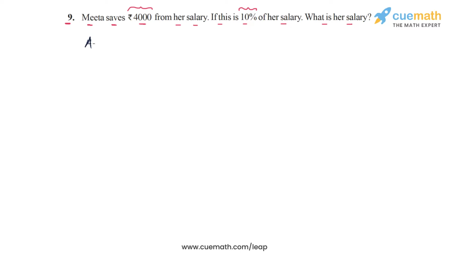So let's start by assuming some variable for the total salary. Let's assume that the total salary is, let's say, rupees X. Now I'm going to show you two slightly different ways to find X. In the first approach, we can set up an equation in X. Okay, so the first approach is an equation approach.